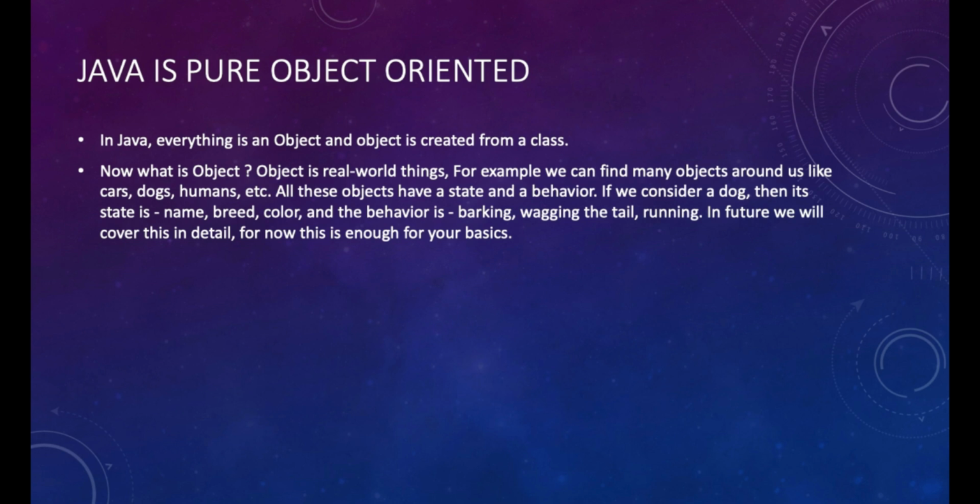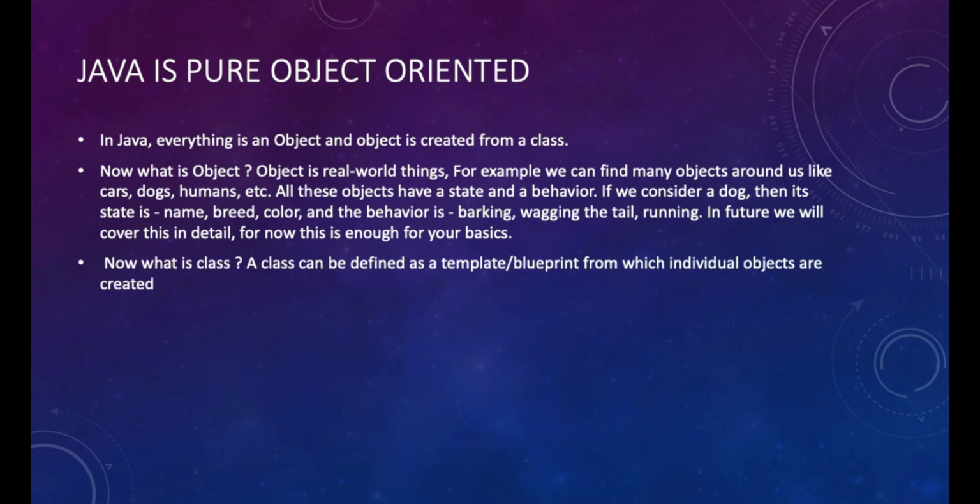An object has state and behavior. For example, if we take the example of a dog, then its state is its name, its breed, its color, and its behavior is barking, wagging the tail, and running. Well, this is an advanced topic, complicated things. So we will cover these things in detail in future, but this information is enough for your basics.